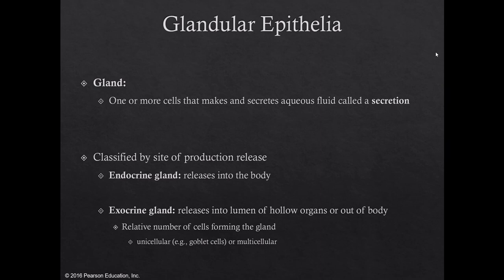We classify our glandular epithelia by where do they release their products. So endocrine glands, endo meaning inside, release their secretions into the body. Exocrine glands, exo meaning outside, release their secretions into the lumen of a hollow organ, so something like your GI tract, or out of the body altogether.